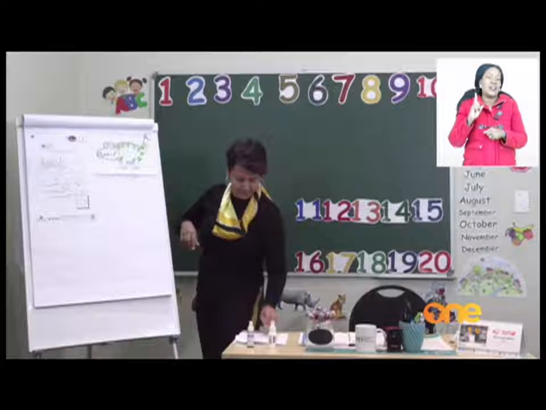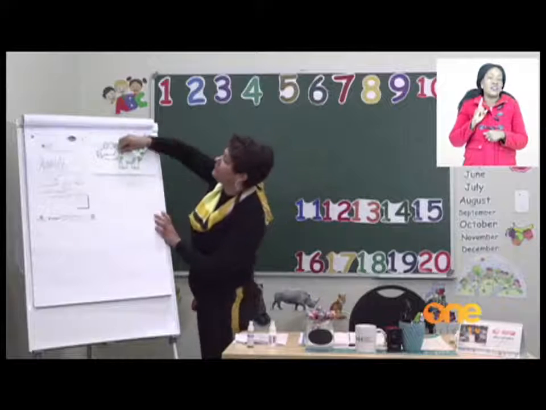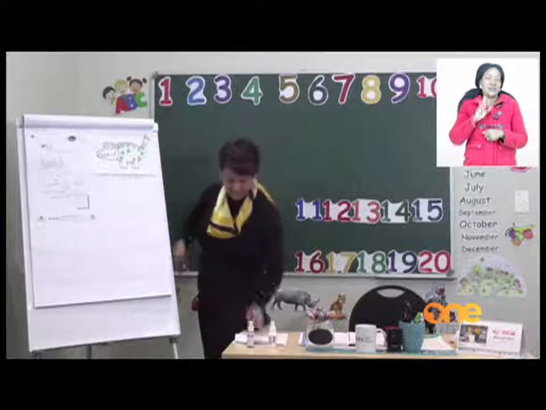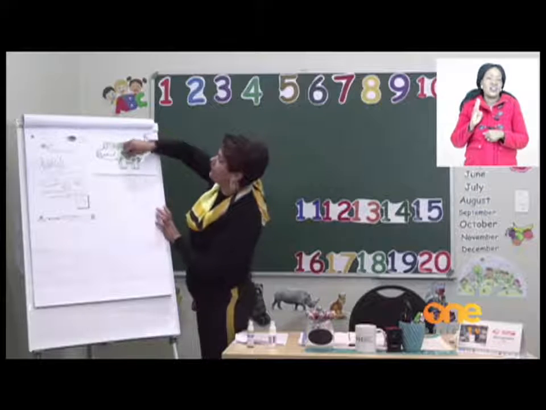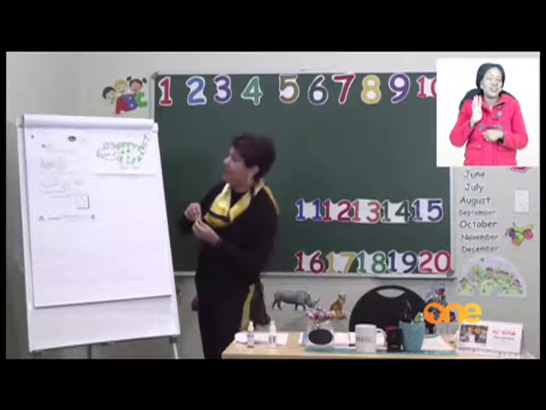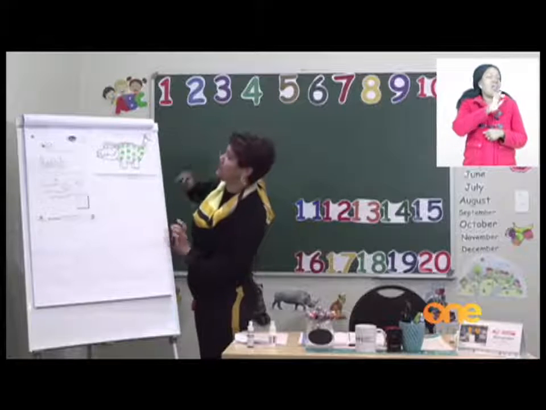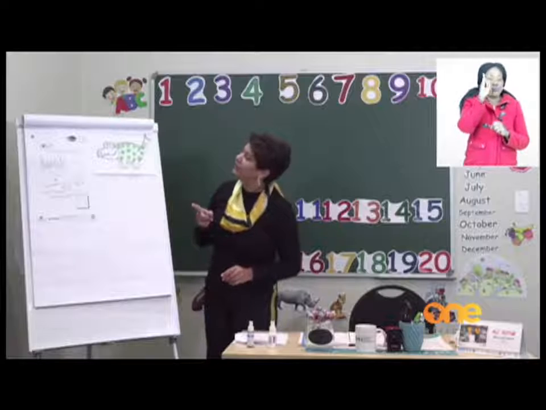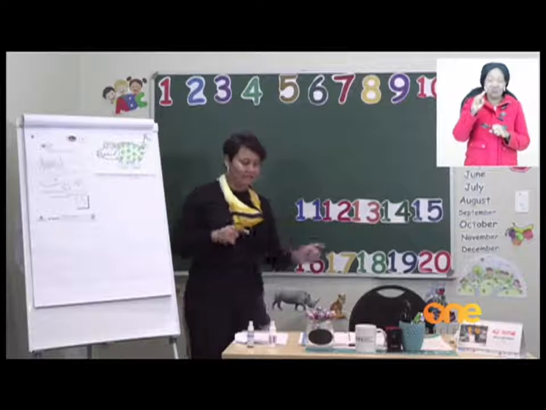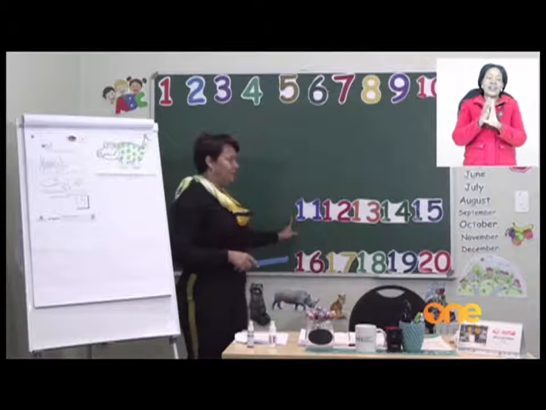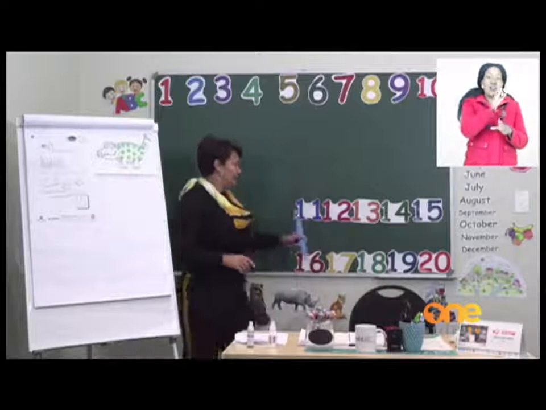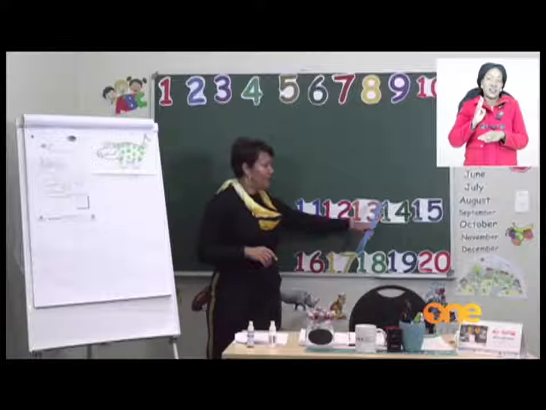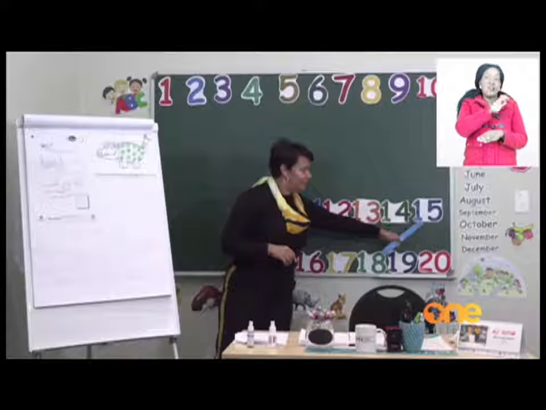11, 12, 13, 14, and 15 spots. Now, when you draw your spots, make sure you count correctly. Let's just quickly count from 11 to 15. 11, 12, 13, 14, 15.